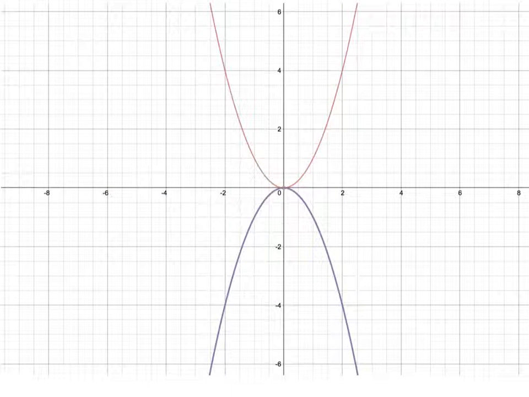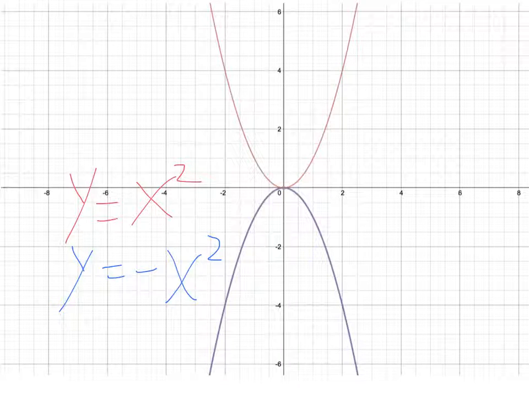Now let's look at the last example, this blue function. This function is exactly the same, except it's opening down instead of opening up. The way we write that is that we change from the original function y equals x squared to y equals negative x squared. And this makes it turn from opening up to opening down.